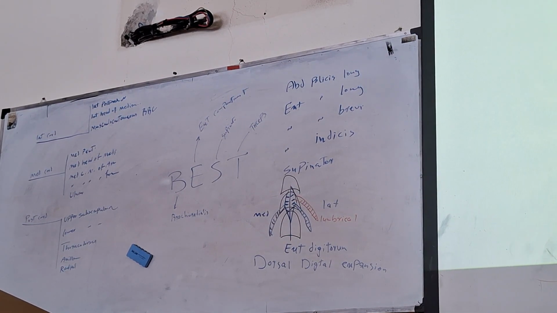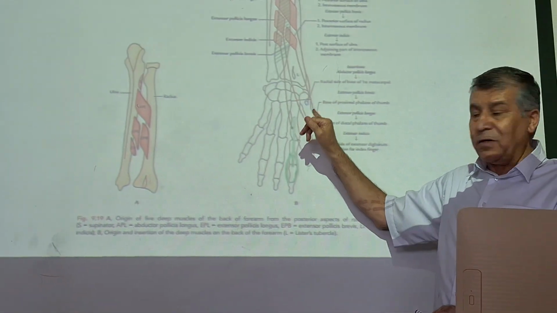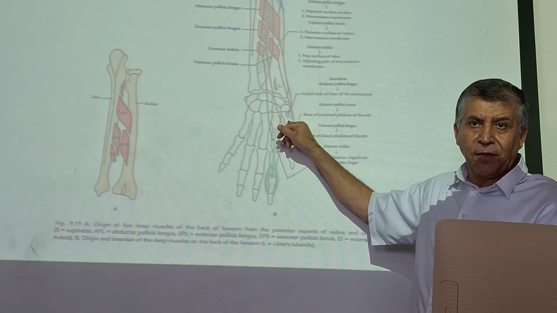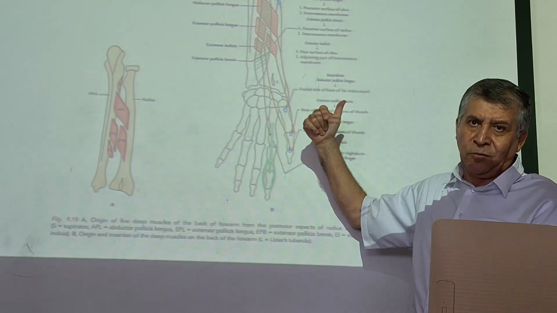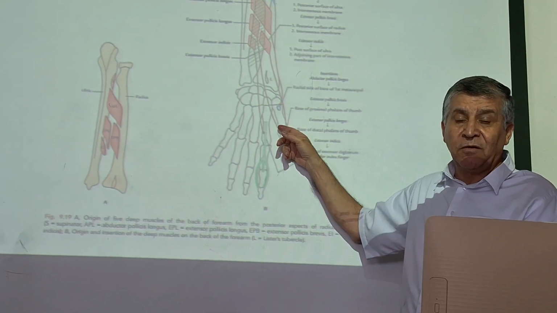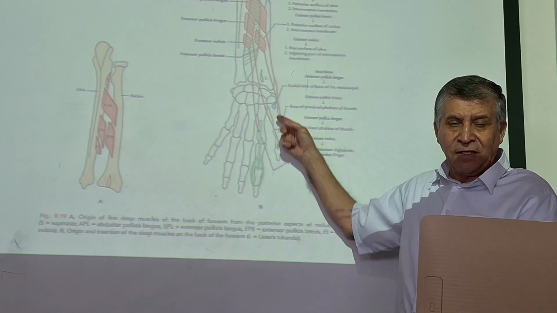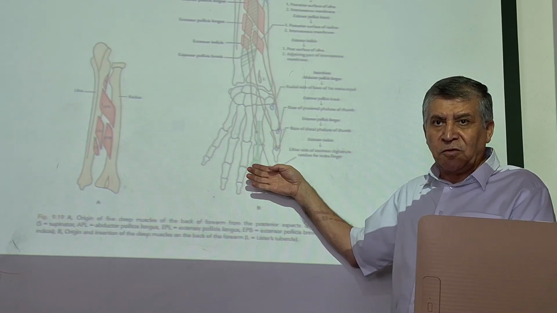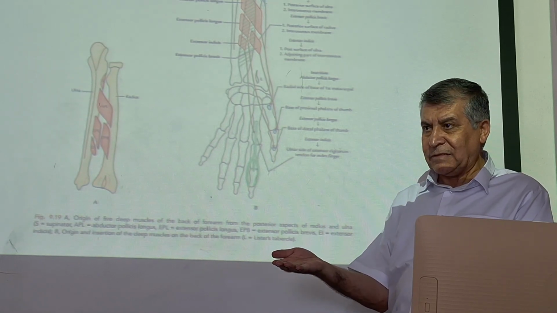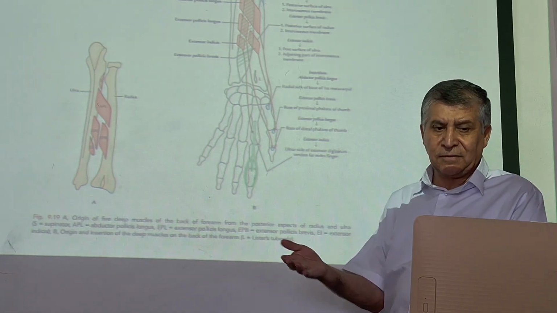In this figure, we can see the attachment of the pollicis muscles. Which muscle attaches to the first metacarpal bone? Abductor pollicis longus. Which muscle attaches to the base of the proximal phalanx? Extensor pollicis brevis. Which attaches to the distal phalanx? Extensor pollicis longus.